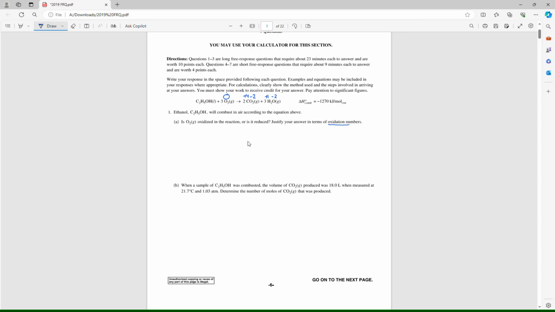So since O is going from 0 to -2, its oxidation number is being reduced. So we would say reduced, and we would just say 0 to -2.